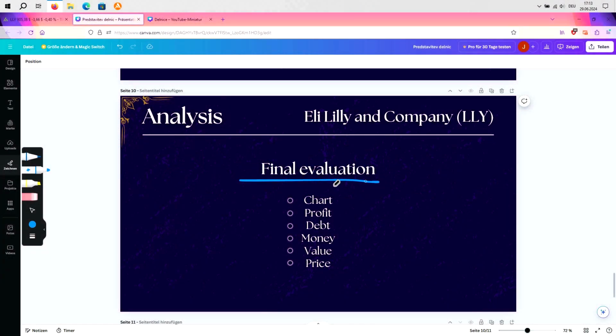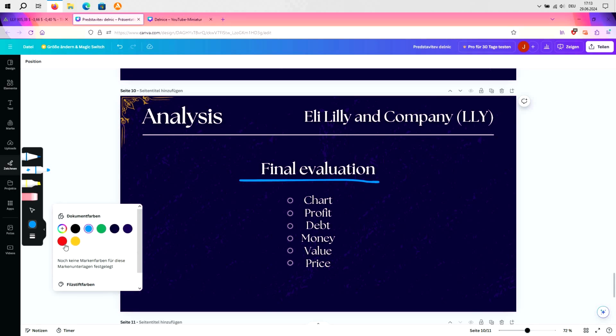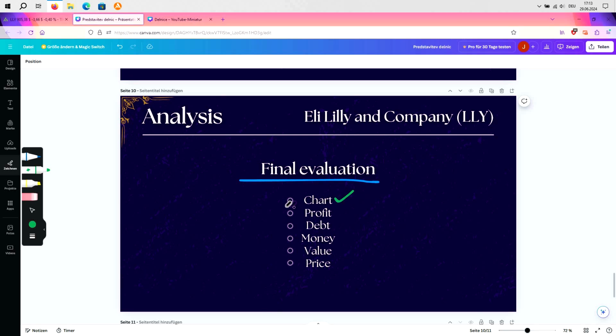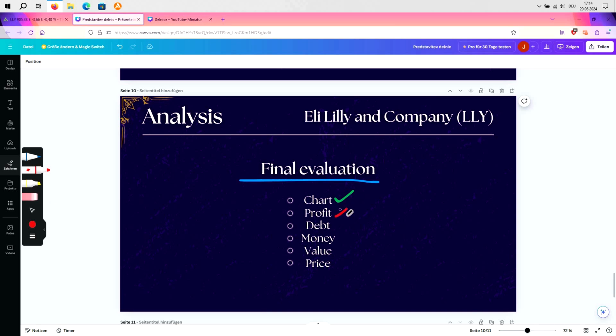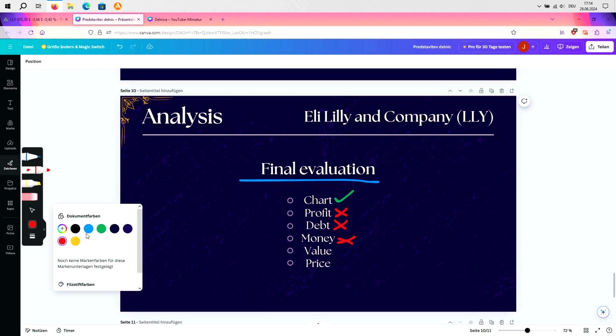And now, bro, we come to the final evaluation where we are just going to summarize everything that we've found out so far, okay? In terms of the chart, it is really good because it grows exponentially just as we want to see. If you don't believe me, go a few minutes into the past and you will see how it is. In terms of the profit, they have minus in 2017, I believe, so profit is immediately a no-go. The debt is also growing, so that's a very bad thing to see. In terms of the money on the bank account, they have minus almost $4 billion, which is a no-go for sure. In terms of the value, they are overvalued with P/E ratio and intrinsic value, so that's a no-go as well.